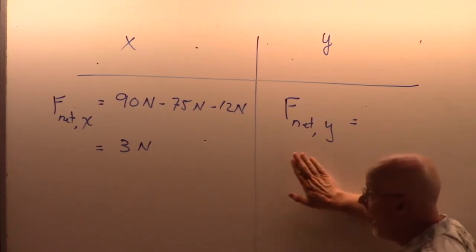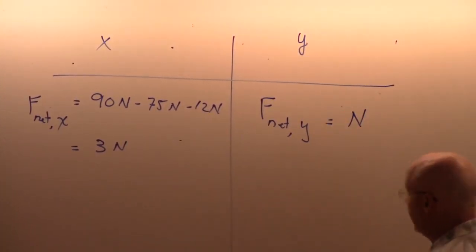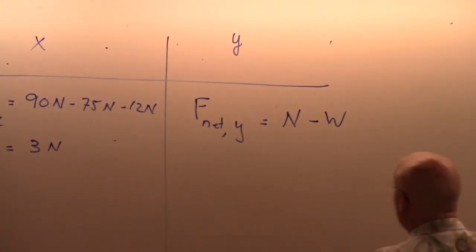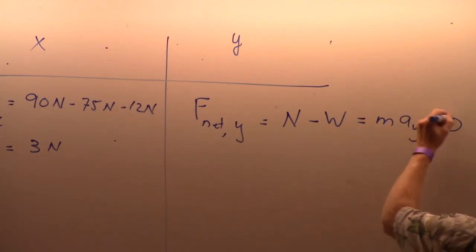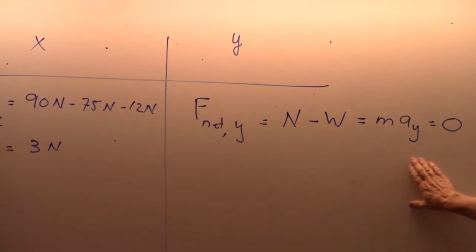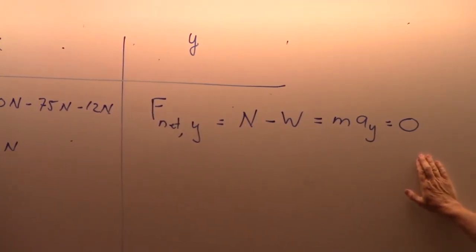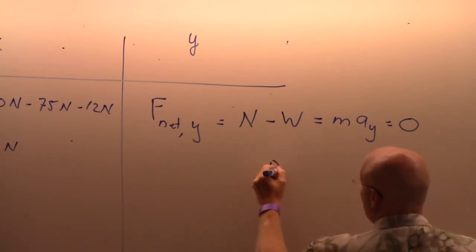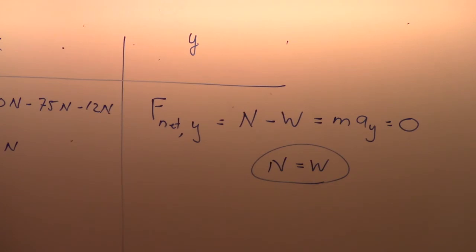Now, in the y direction, all I know is the normal force is up and the weight is down. I do know that there is no acceleration in the y direction of the wagon. The wagon is only accelerating in the x. So I can set that equal to 0 and learn that the normal force is equal to the weight. So the ground pushing up is equal to the weight pushing down.